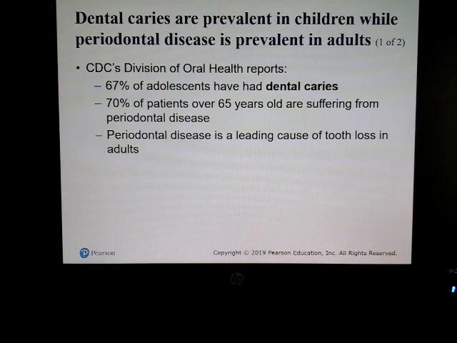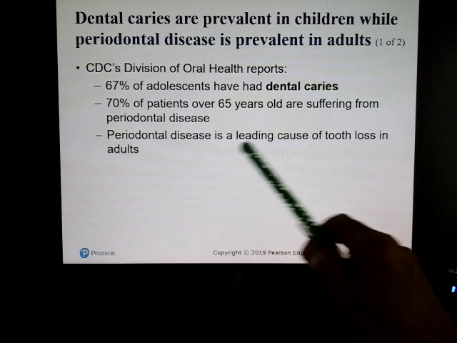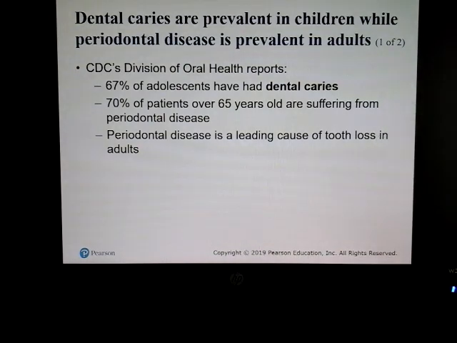Now, another thing we need to be aware of, guys, is good oral care, oral hygiene. And it's not just cavities, guys, but periodontal disease. So 67% of adolescents have had some kind of cavities. 70% of people over 65 have some type of periodontal disease. Now, periodontal disease is the leading cause of tooth loss in adults.